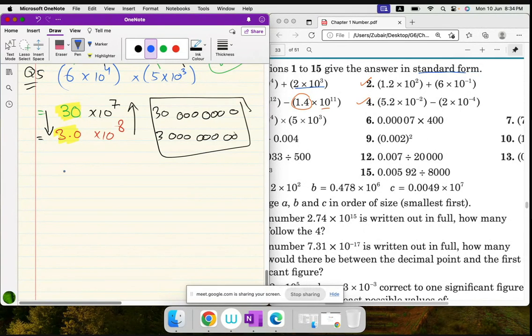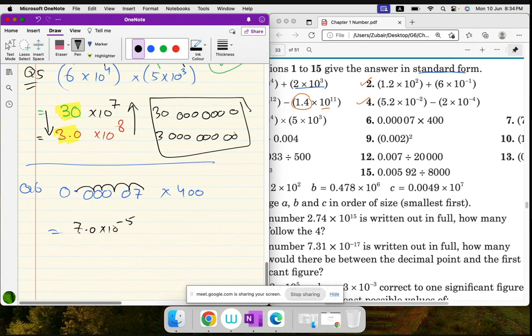Number 6. So this is 0 point and there are 1 2 3 4 zeros and 7 and then 400. So what am I looking at is, इधर मैं इसे ऐसे मल्टीप्लाई कर लूँ, टू जीरोस कैंसिल कर लूँ, या इसको स्टैंडर्ड फॉर्म में पहले ही लिख लूँ? So if I write this number 7.0 into 10 raised per now, I'm counting that 1 jump 2 jump 3 4 5 jumps minus 5.